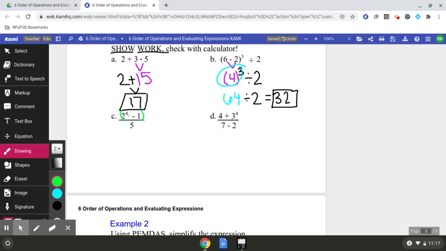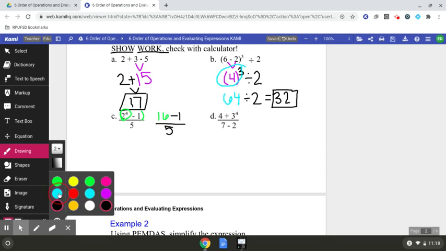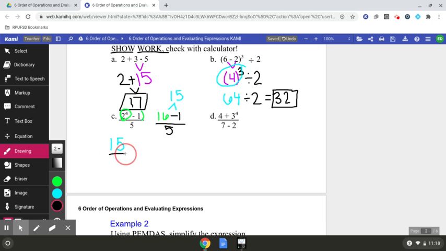So when you're looking at this top one, in the parenthesis now, you have exponents. So we're going to do 2 to the 4th, which is 16. We're going to rewrite everything else. And now we still have to do more on the top here. So let's do 16 minus 1, which is 15. So if I rewrite that down here, 15 divided by that 5 gives us a final answer of 3.